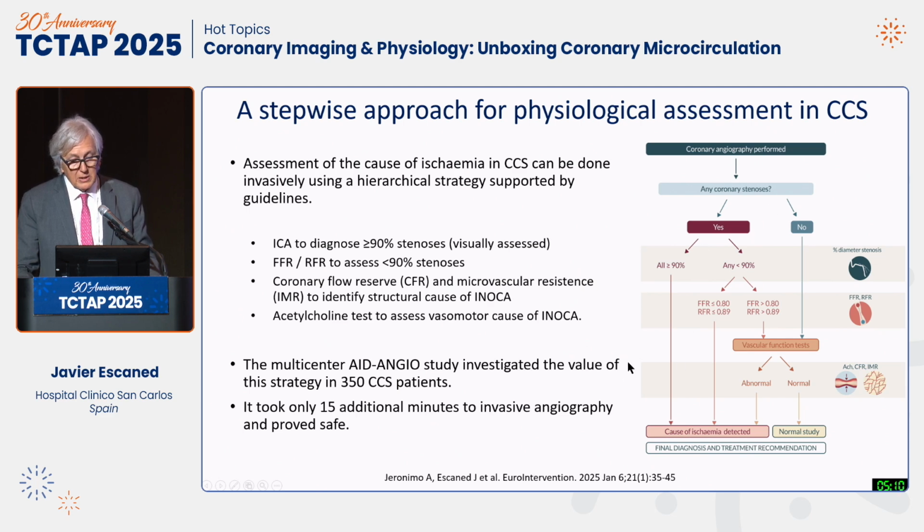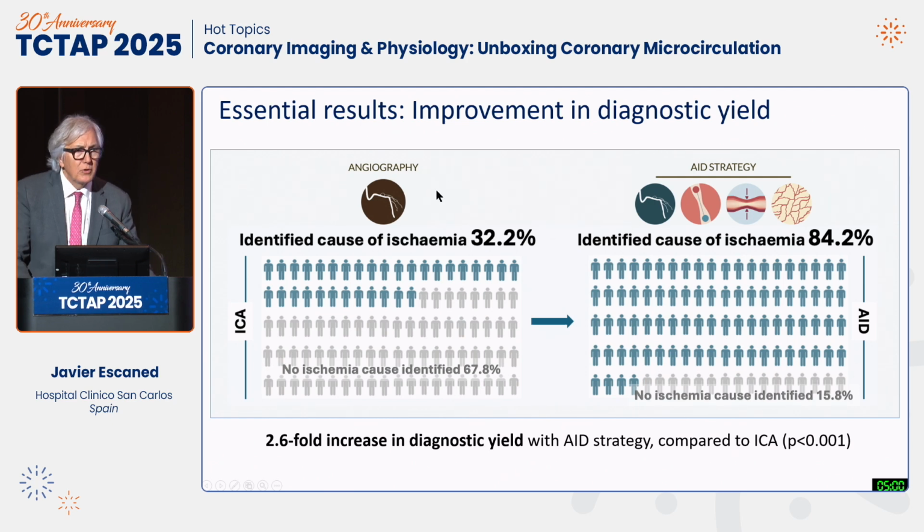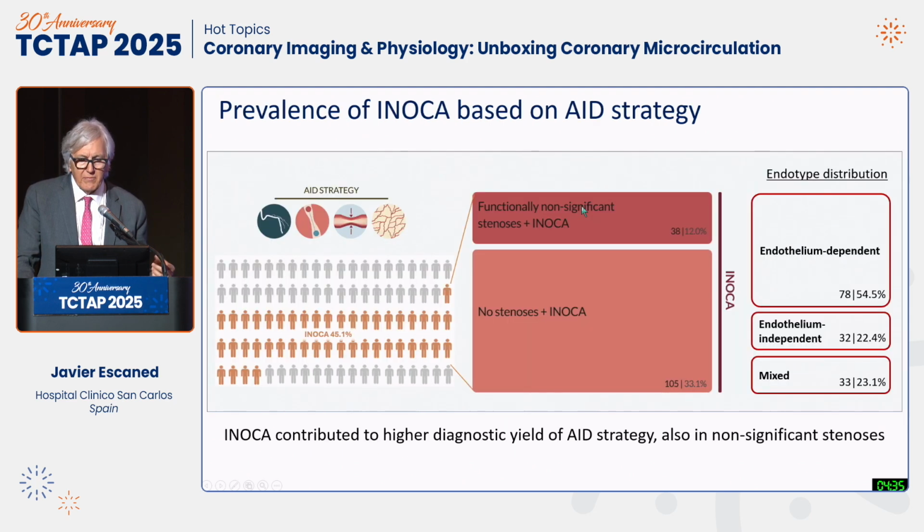Now, I can tell you that in the 8-angio study, which included 350 patients, it took only 15 additional minutes to invasive angiography, and it was very safe. And if you use this, you find exactly what the ESC was putting in the iceberg picture. With angiography, you identified a cause of ischemia in only 32% of patients referred to the cath lab for investigation. If you use the strategy I told you, you identify something abnormal that causes ischemia in 84% of them. It's an amazing increase in the diagnostic yield of an invasive procedure.